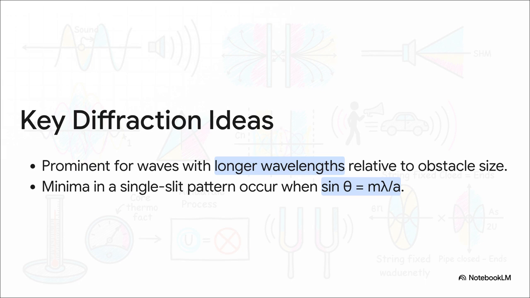So the two big takeaways for diffraction are this. First, the effect is way more obvious for longer wavelengths. It's the reason you can hear someone talking around a corner, but you can't see them. Sound waves are long, so they bend easily. Light waves are tiny, so they don't. And second, the math for finding those dark spots is given by this simple formula right here.